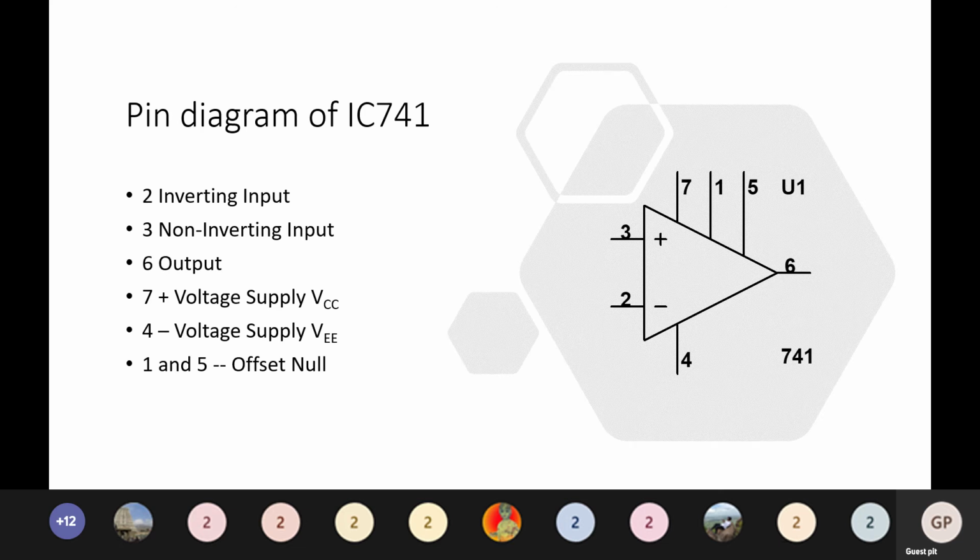And you can see this plus and minus sign here. So this is our inverting terminal and this is the non-inverting terminal. 7 and 4 are the supply pins, and 1 and 5 are offset null pins. That is to nullify any offset voltage, if at all we have any. And this is specifically the pin diagram of IC 741, which is an op-amp. So the most widely used op-amp, IC 741. This is the pin diagram for that.